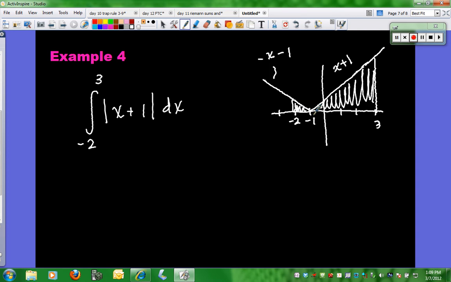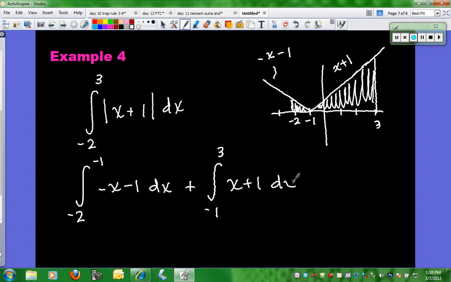Alright, so now we have to break this integral. We can't just go from -2 to 3. We have to break it up into two parts. So we go from -2, that's here, to -1, but we're only dealing with this graph of -x minus 1 dx. We have to add to that area the rest of it from -1 to 3. Oh, sorry, it's supposed to be -1 to 3. This time it's going to be x plus 1 dx. That's the part you've got to think about.